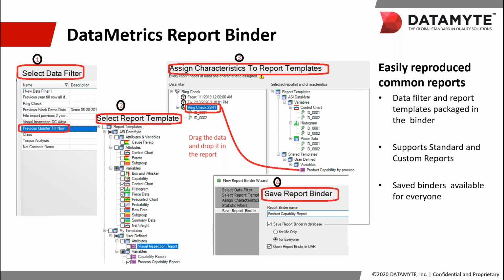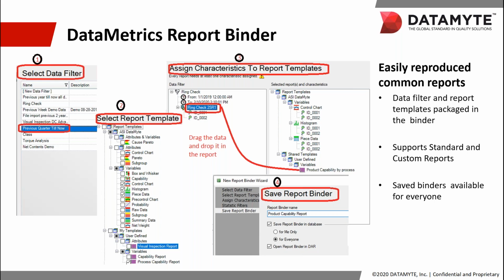You can create report binders using the report binder wizard, accessed either by selecting File, New Report Binder Wizard from the menu, or by using the right-click menu from the Report Binder Navigation tab at the bottom left side of the screen. First, you select a saved data filter or create, save, and then use a new one. Next, select report templates, including your own custom reports if desired.